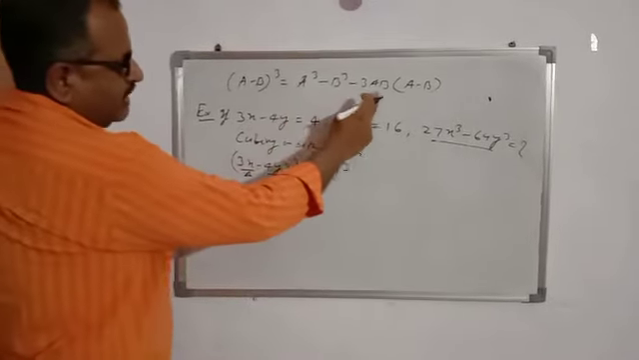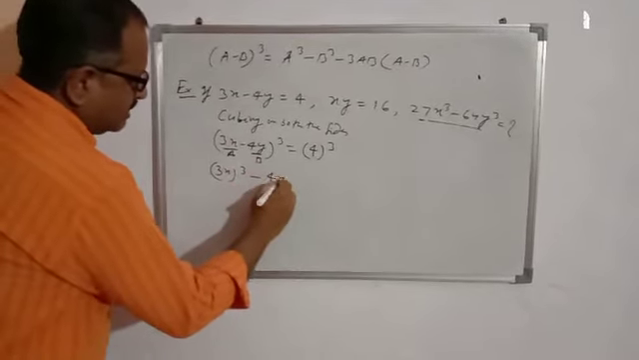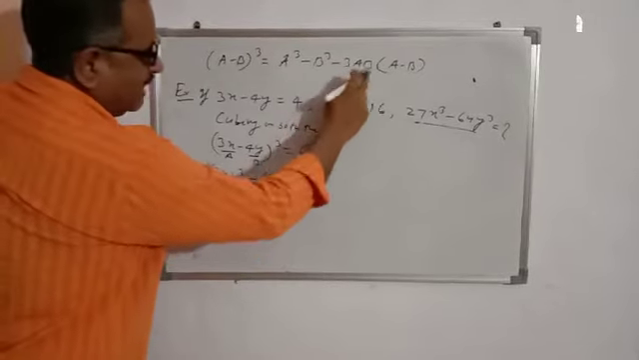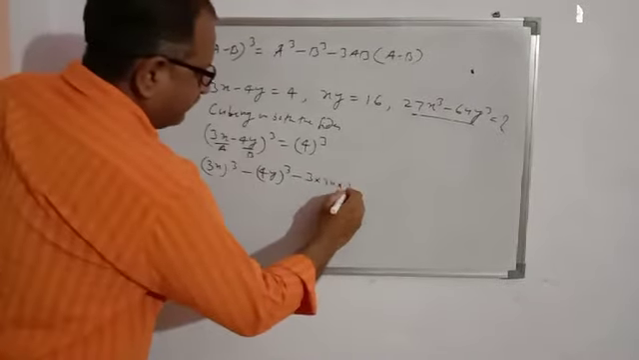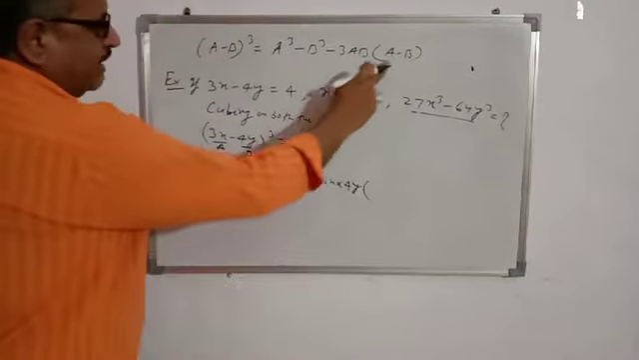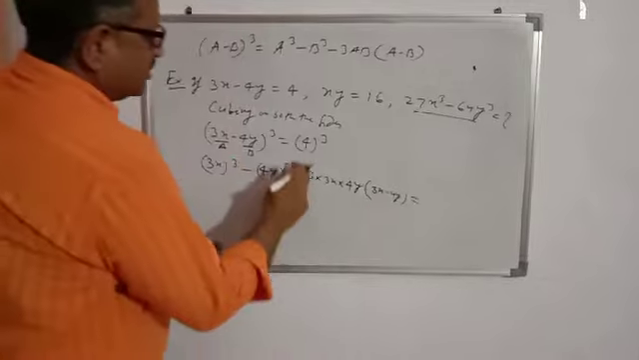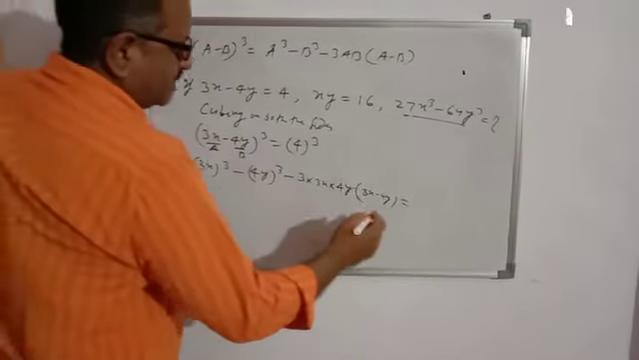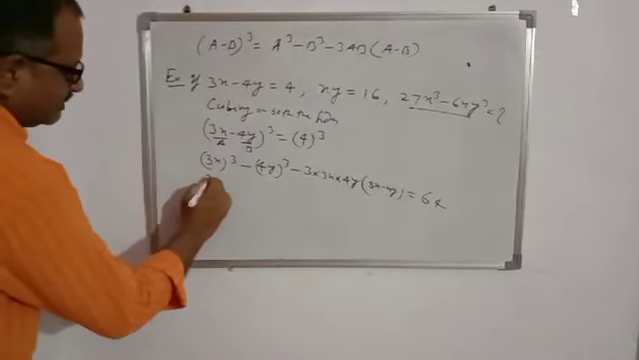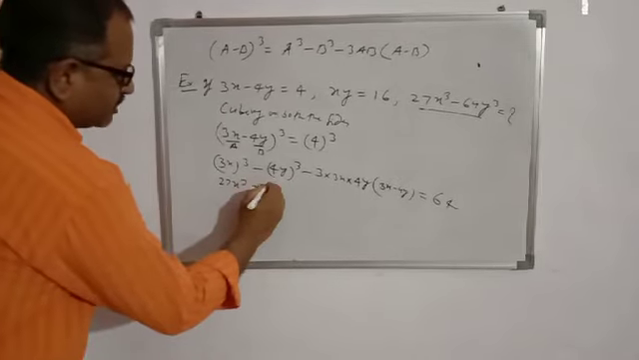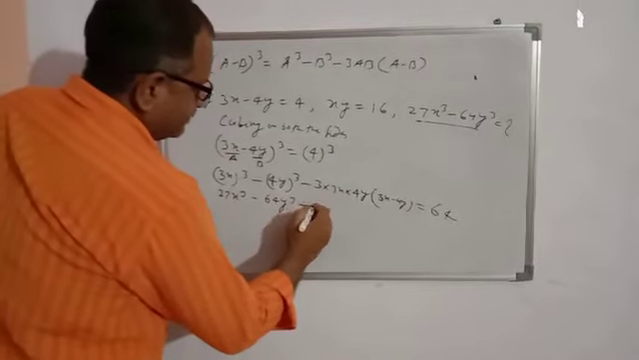So a cube minus b cube minus 3ab(a minus b). Write it: (3x) whole cube minus (4y) whole cube minus 3ab. What is a? 3x, and b is 4y. In the bracket, a minus b means 3x minus 4y, is equal to the right side, 4 cube, 4 into 4 into 4, 3 times, it will be 64. 3 cube is 27, so 27x cube minus 4 cube, 64y cube.